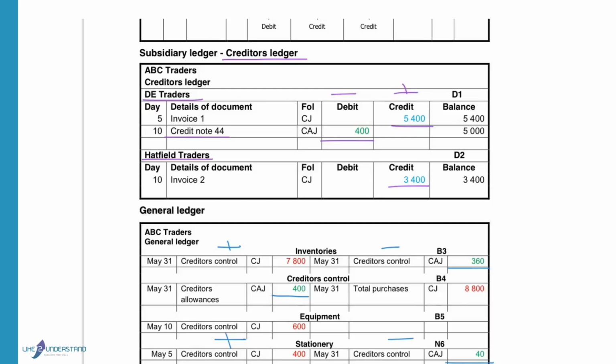If we look at these entries, then my debits and credits must be equal. So there's 360 and 40 on the credit side, and there's 400 on the debit side. So the creditors control account is used to complete the double entries in my general ledger.